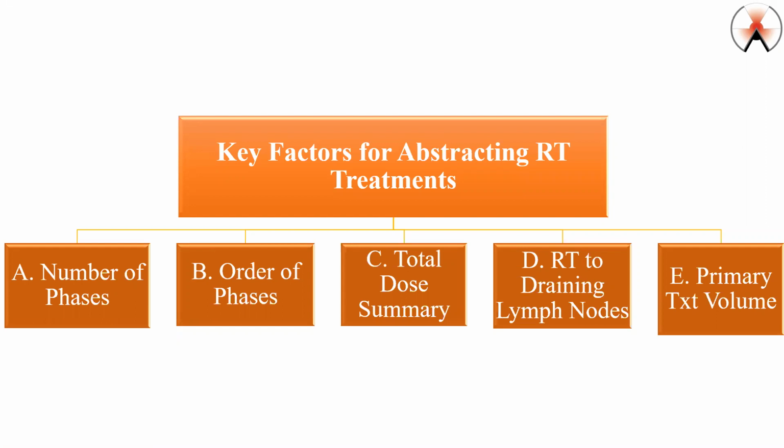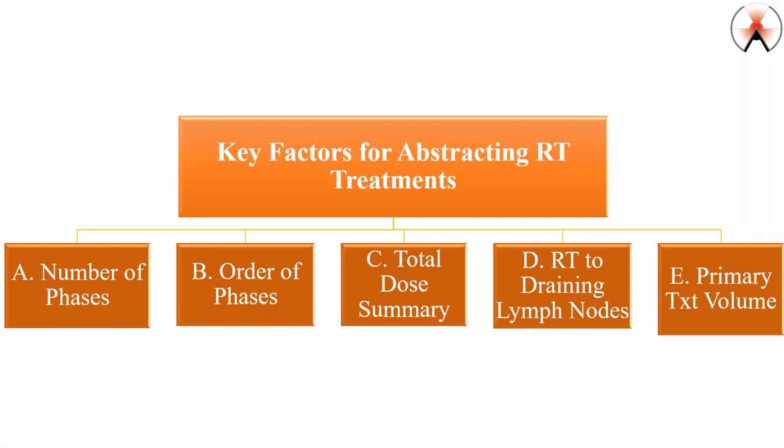challenges to us. How do we determine the number of phases? Once I have the number of phases, how do I order them in my abstract? And if I have more than one phase, now I have a lot of information on the dose. How do I total the doses? Should I ignore this? Should I ignore that? I'm getting these astronomical numbers. Do they make any sense? Radiation therapy to draining lymph nodes.